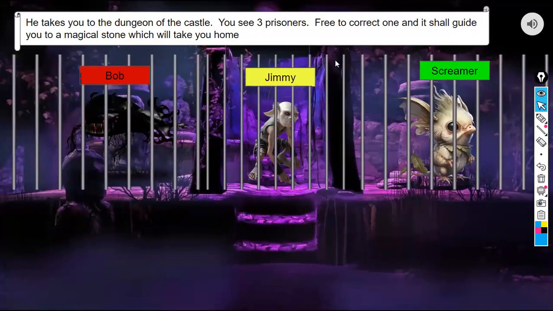So the wizard takes you to the dungeon of the castle for whatever strange reason, and you see 3 prisoners. He says that if you free the correct one, the creature will take you to a magical stone that will teleport you home. Choose one. Who will it be? Will it be Bob? Will it be Jimmy? Will it be Screamer? Bob seems to be a popular choice, whatever Bob is supposed to be. Anybody else want to take a shot there? Whatever you choose, you have to stick with it.